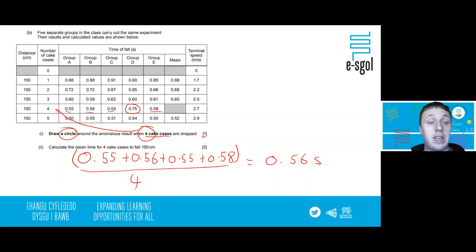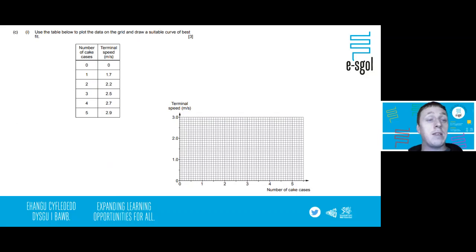Once we've successfully answered this question, we can move on to part C. So part C is using some of the information that has been calculated, and that is use the table below to plot the data on the grid and draw a suitable curve of best fit. So identify here, there's 3 marks for a graph. That means the axes have been done for us. So they've outlined what they expect.